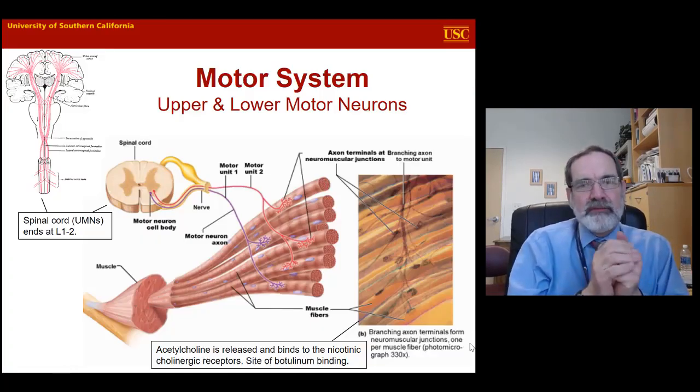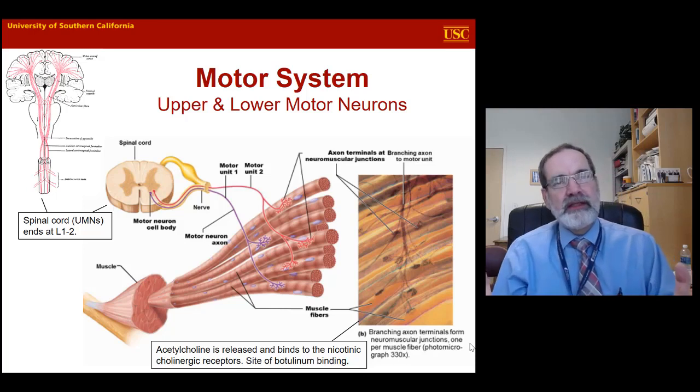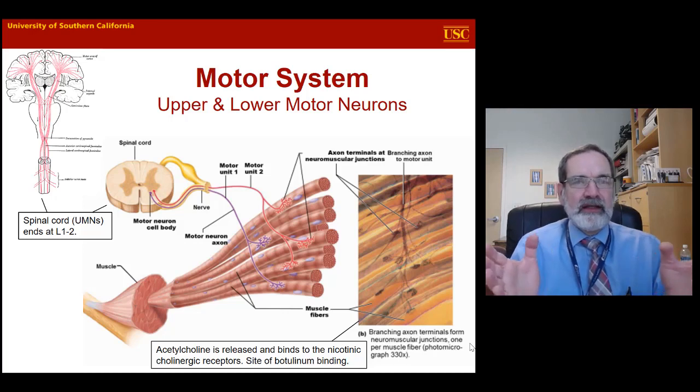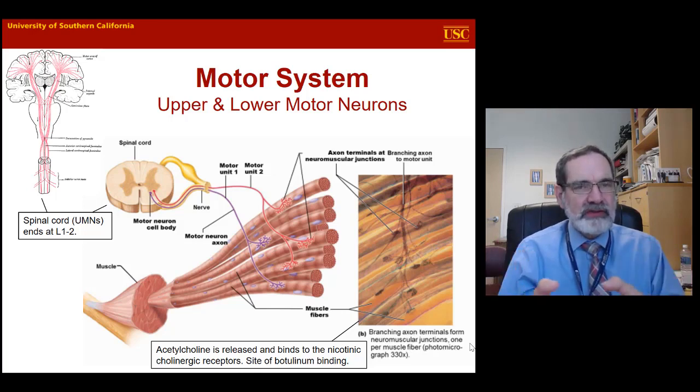So, first, let's get a little background. How does our motor system, which controls our muscles, work? Okay, so in the upper left-hand side of the slide is a quick schematic of the brain, the motor cortex sending fibers down to the brain stem and on into the spinal cord.